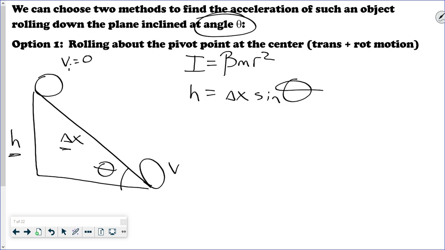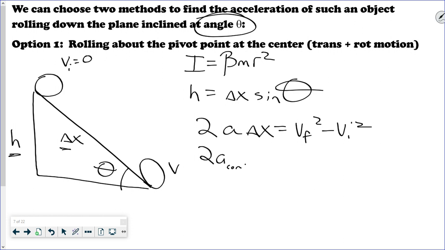Then I'm going to pull out one old kinematics equation, one of the equations from the beginning of the year, and actually from honors physics. It's 2 times the acceleration of an object times the displacement equals vf squared minus vi squared. For us, that's going to be 2 times the acceleration of the center of mass times the displacement equals v squared minus 0, where v is this velocity at the bottom. So that is that.